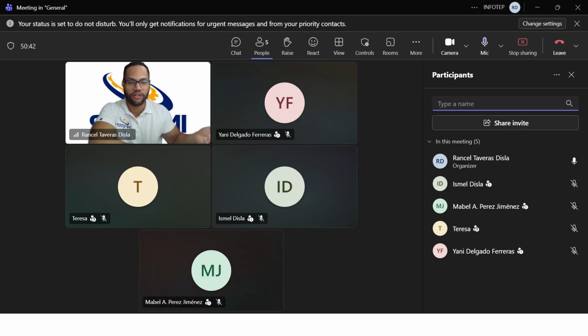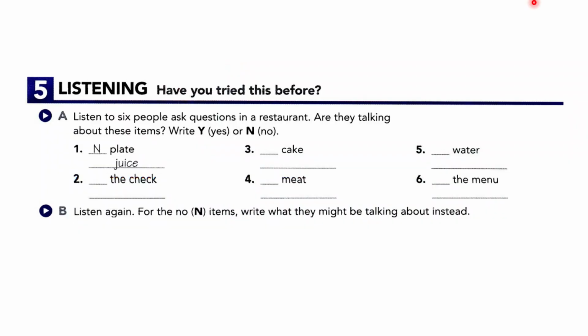So if they are talking about paying and about whose treat it is, they're not talking about the menu. They're talking about the check. Okay, they are talking about the check. So very well. Again, congrats, Johnny. That was a really good job.